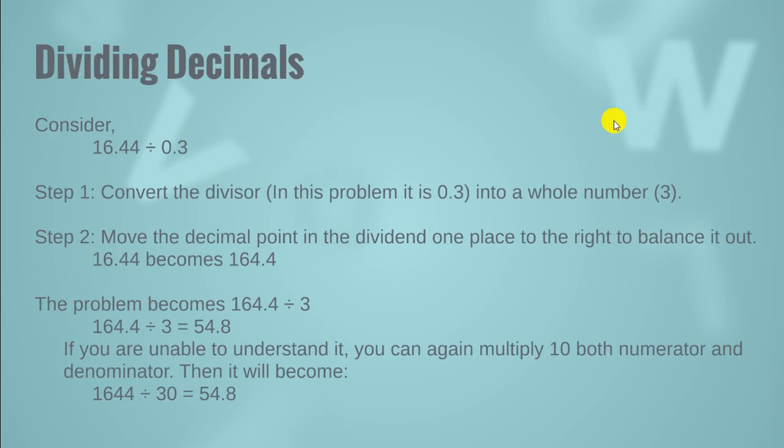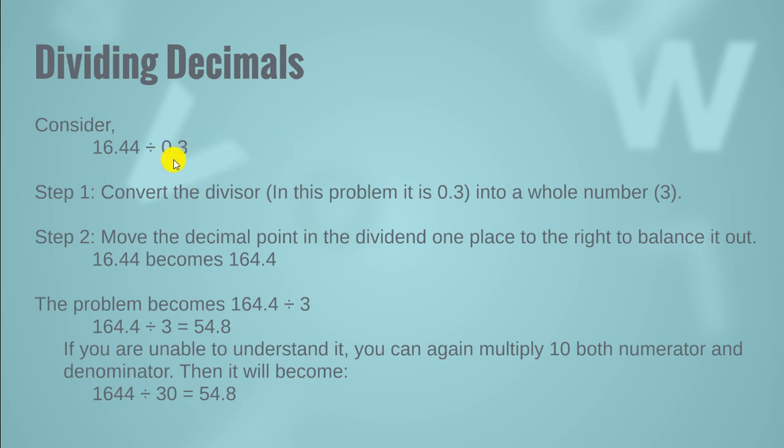Now we come to the working of dividing decimals. Consider 16.44 divided by 0.3. Step 1 of dividing is to convert the divisor, which is 0.3, with 16.44 as the dividend, into a whole number. So we need to make this divisor 0.3 a whole number, that is, we will multiply it with 10.